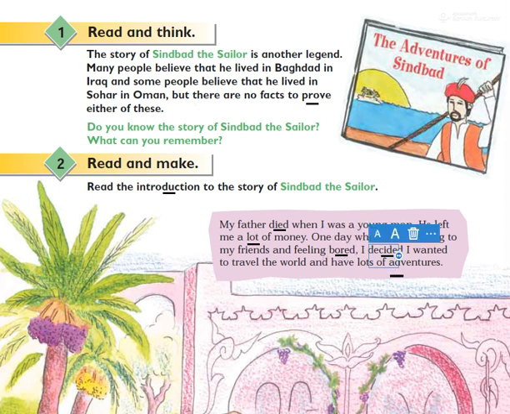I decided. Decide means يقرر. I wanted to travel the world, which means travel around the world, and have lots of adventures. Adventure means مغامرة, and notice in the pronunciation that the t is pronounced sh. Okay, this is the introduction of the story.